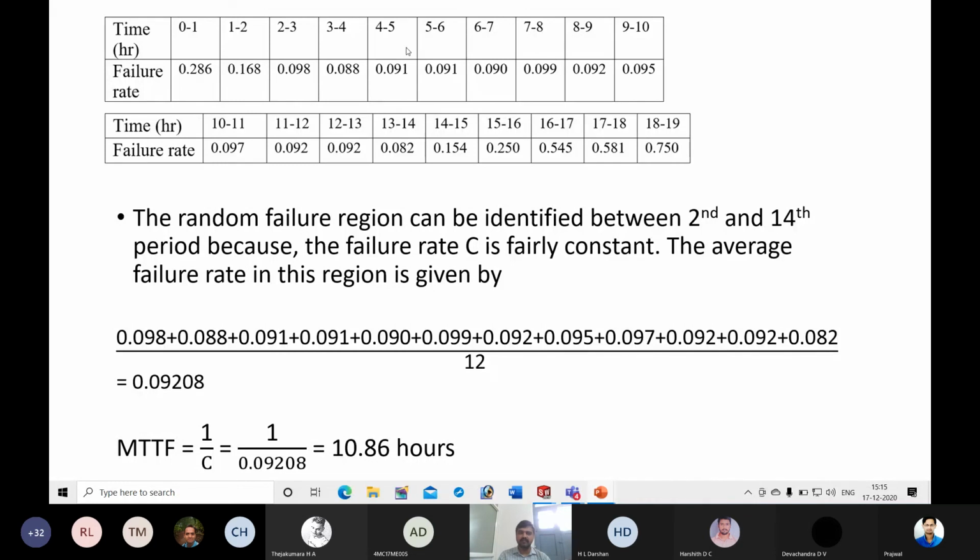3, 6, 8, 10, 12. So I am taking the average of this, that is 0.09208. This is the average failure rate in the chance failure region or random failure region. By considering this, I will get the answer as 10.86 hours mean time to failure.